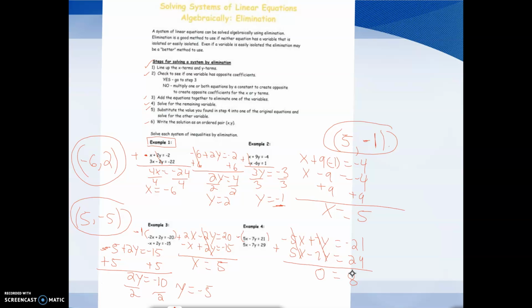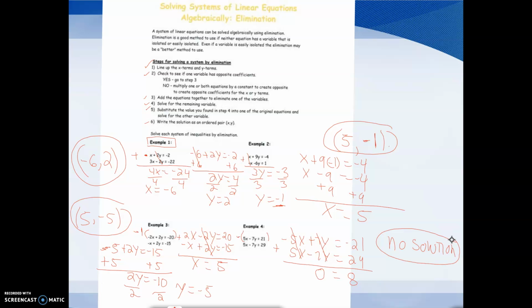So, guess what? No sense, no solution. Okay? No solution. You don't have an ordered pair, which basically means that any number you plug in would not meet the qualifications. Or if you graph this, remember, if you graph this, these would be parallel lines. They would never touch, okay?